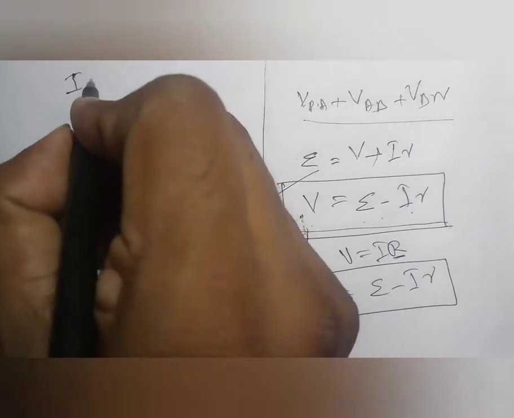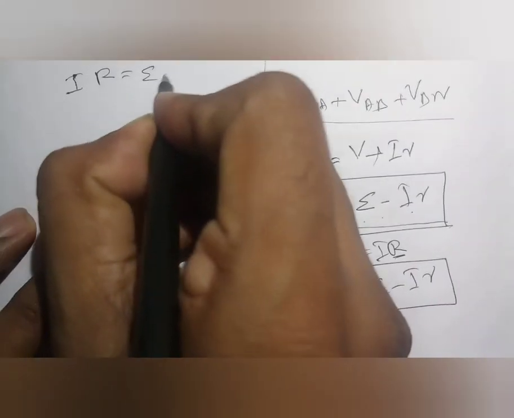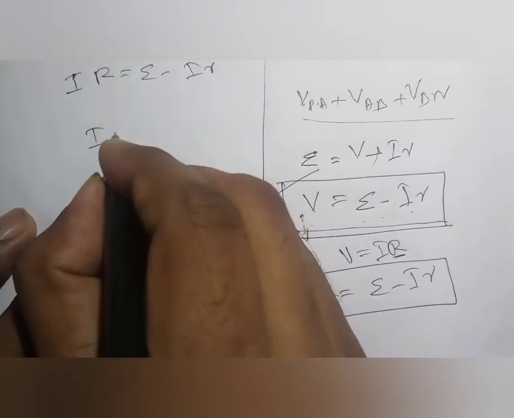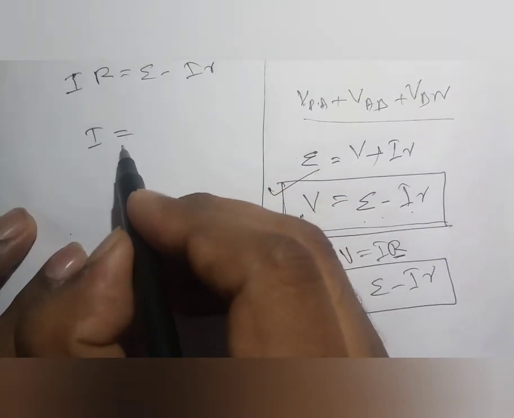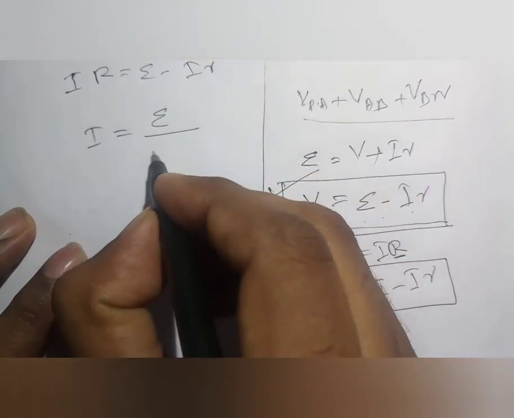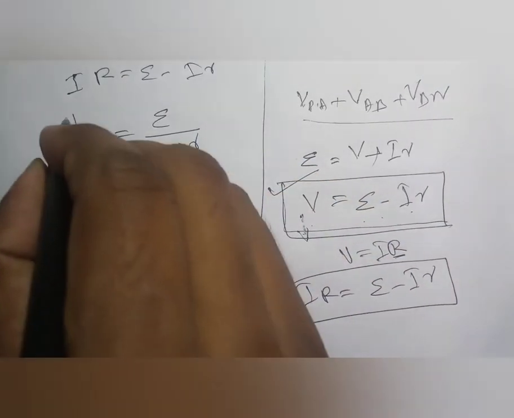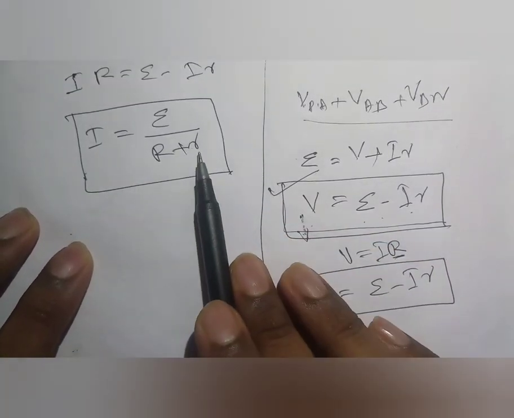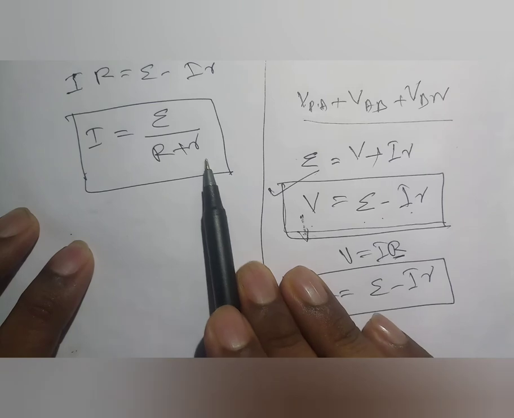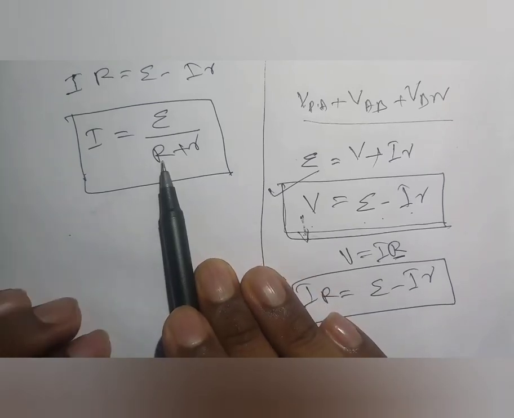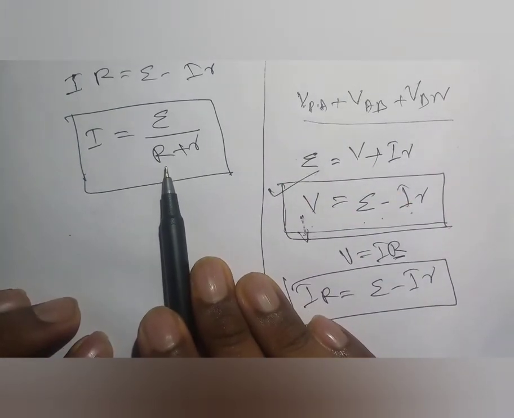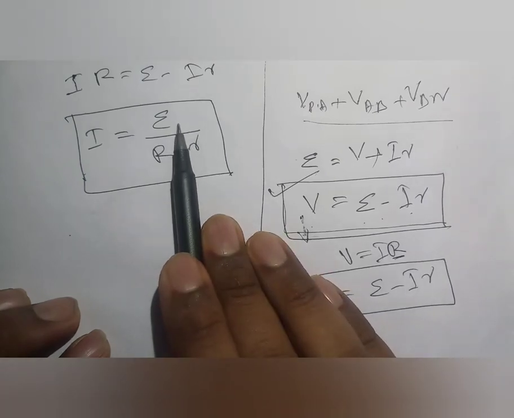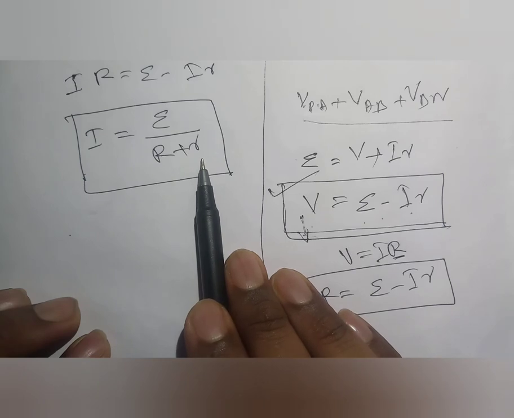Now if you combine these two, here what you will get, I am writing it here, I into R is equal to E minus Ir. We got it like this. From here, if you rearrange this one, I is equal to E divided by R plus r. So this is the current drawn from the cell. The current drawn from the cell depends on the external resistance and the internal resistance of the cell. This external resistance means the load we are keeping. If you have a bulb using the battery, this is that bulb. And this E is the EMF, and this r is the internal resistance.